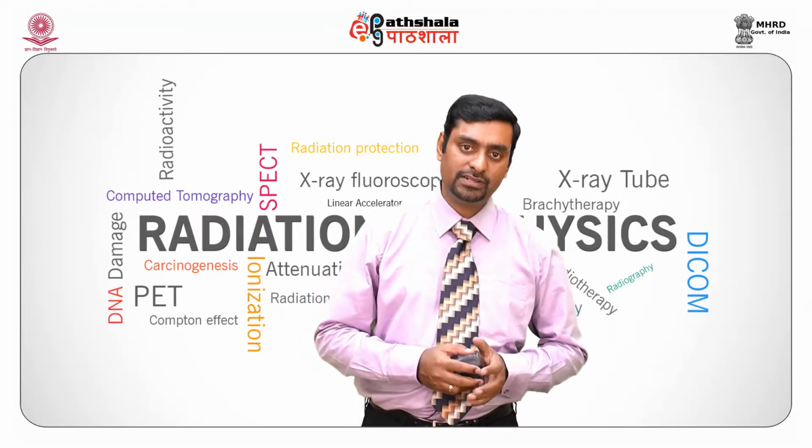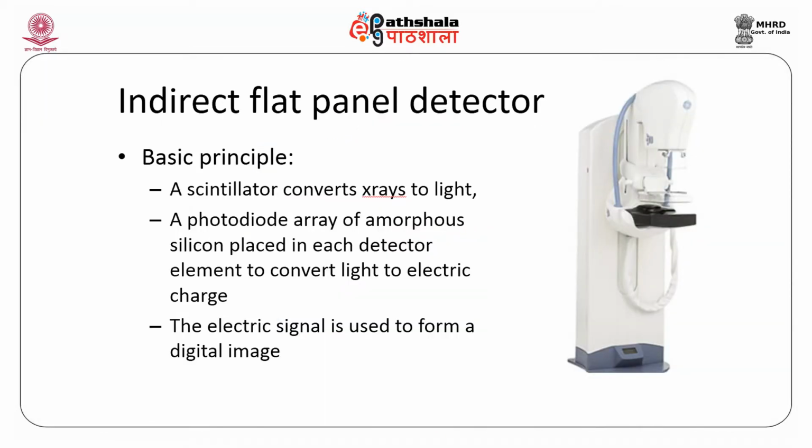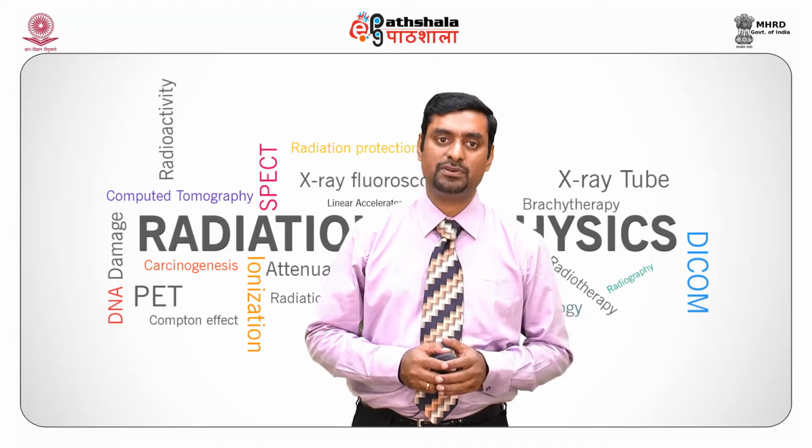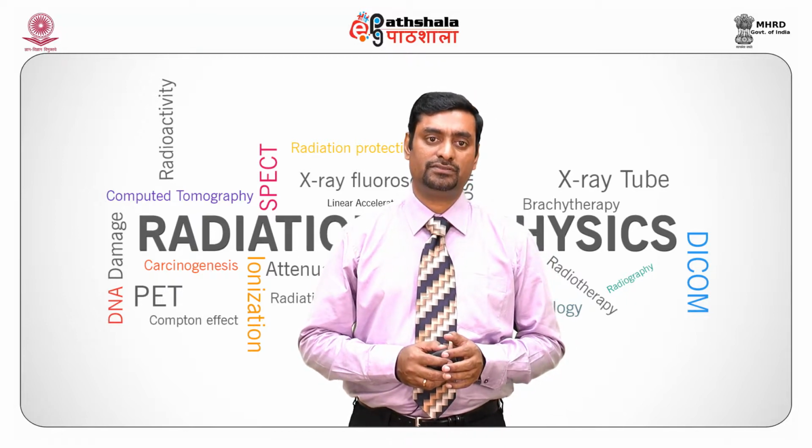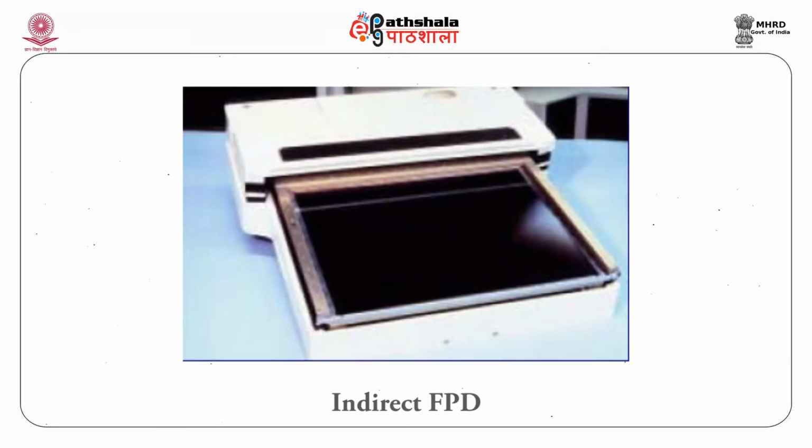Indirect flat panel detector. Now, the basic principle is a scintillator converts X-rays to light. A photodiode array of amorphous silicon is placed in each detector element to convert light to electric charge. The electric signal is used to form a digital image. That is the basic principle of an indirect flat panel detector. In this detector, amorphous silicon diode arrays are constructed from a matrix of amorphous silicon thin film transistor arrays, that is TFT, which is deposited on a glass substrate as seen in this photograph.